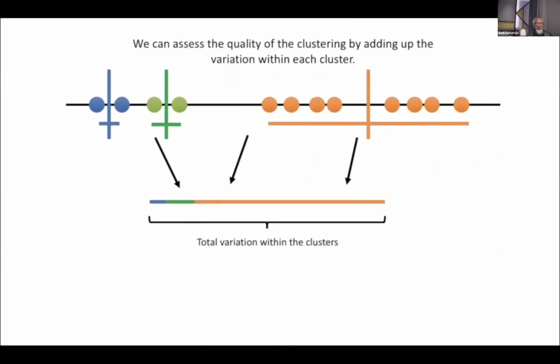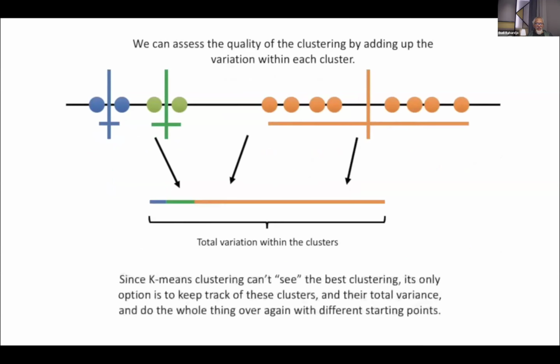Here's the total variation within the clusters. Since k-means clustering can't see the best clustering, its only option is to keep track of these clusters and their total variance and do the whole thing over again with different starting points.